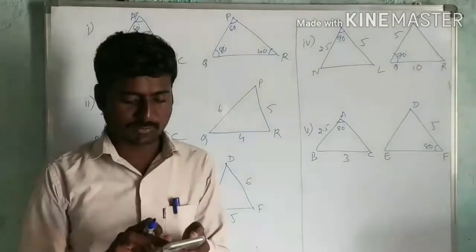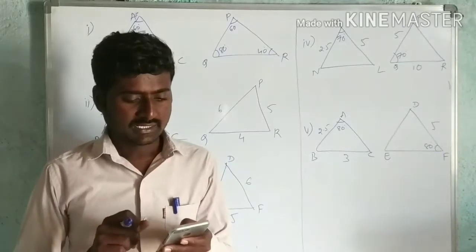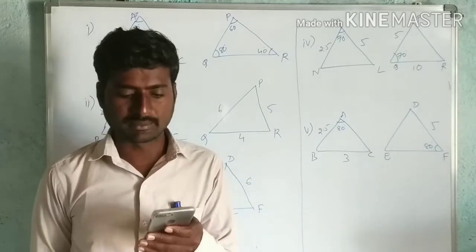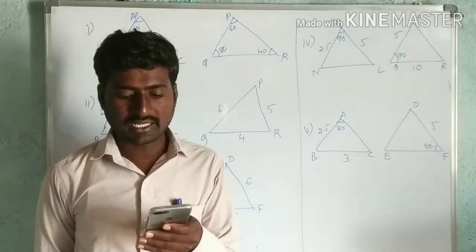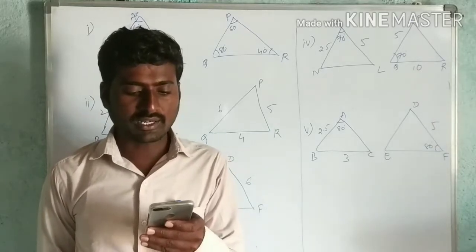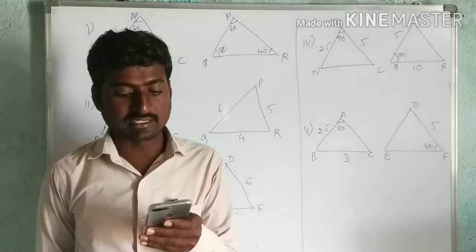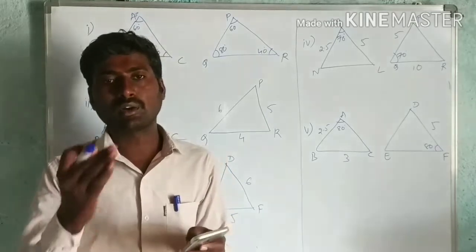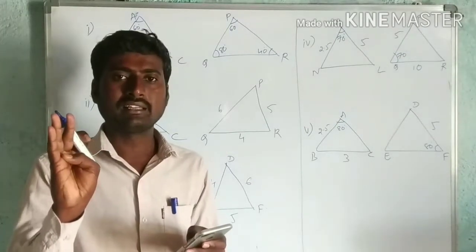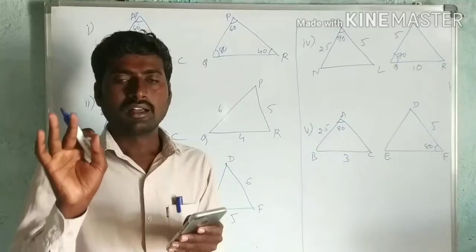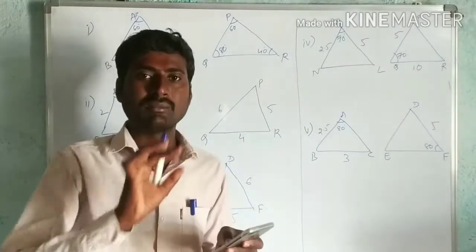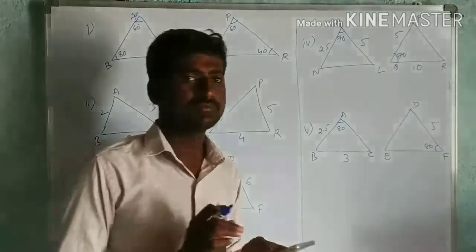Let us start exercise 6.3. See the first one. State which pairs of triangles in figure 6.34 are similar. Write the similarity criterion used by you for answering the question, and also write the pair of similar triangles in symbolic form. So we have to identify which pair of triangles are similar. We have to write the similarity in symbolic form, and then we have to give the reason, which criterion we used to say them as similar triangles. We have to write the reason also.